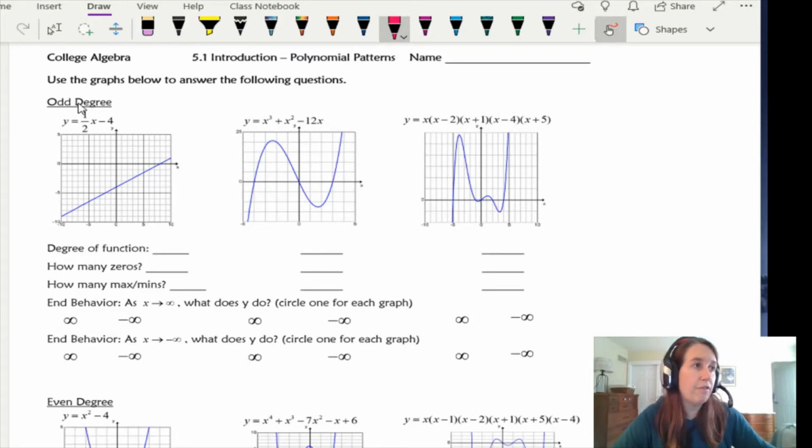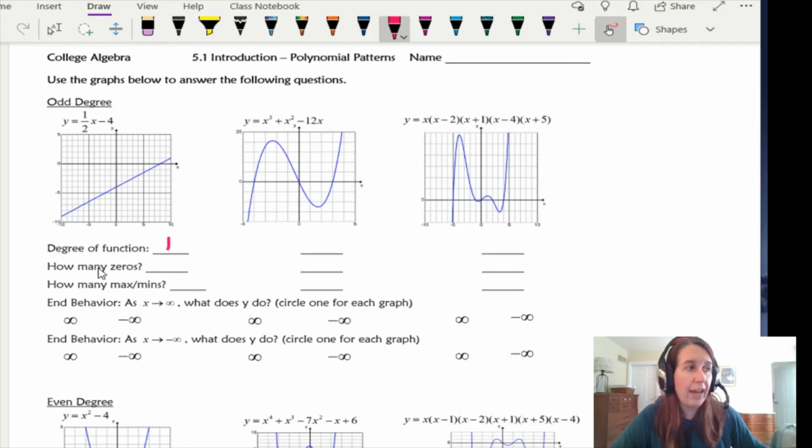All right, so we are looking first at these given graphs, and first it says they are all odd degree, okay? So first of all, the degree of the function is the highest exponent of x. So this first one, since it's x with no number there, that's x to the first. This second problem, there's an x to the third, second, and first, and so it's the highest degree, so it's a degree 3. So this is the degree 1.